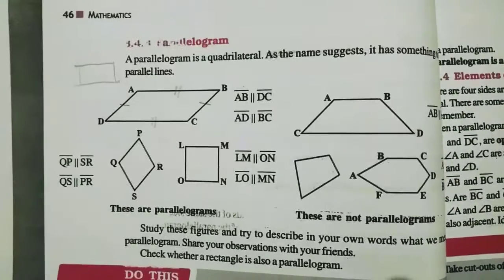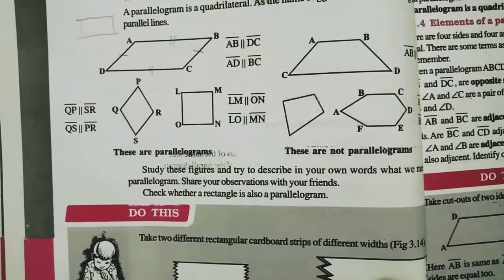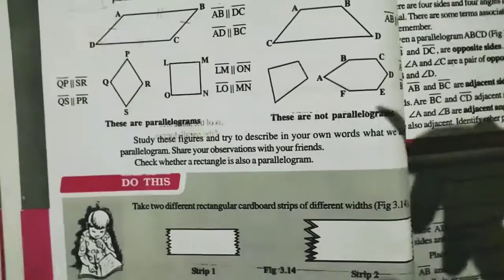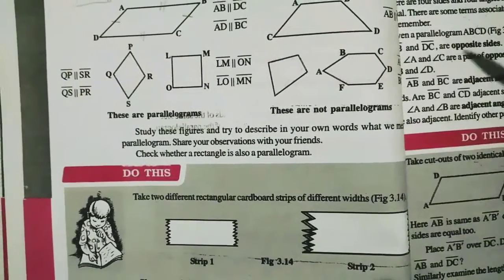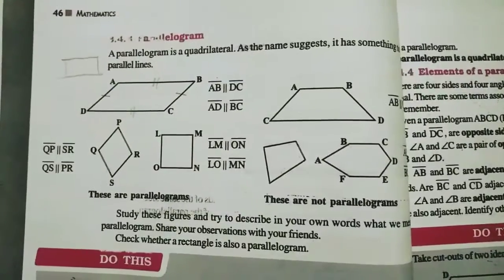Understood now? So students, these three figures are the three main types of quadrilateral: trapezium, kite and parallelogram. So study whatever I taught today and we'll see the next topics in the next video. Okay, thank you.